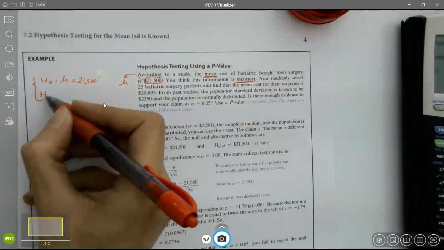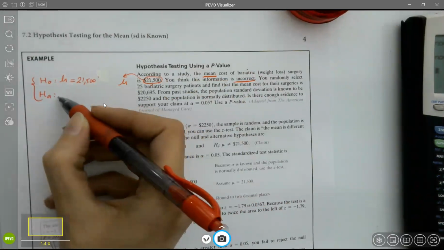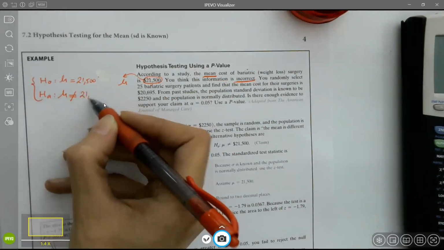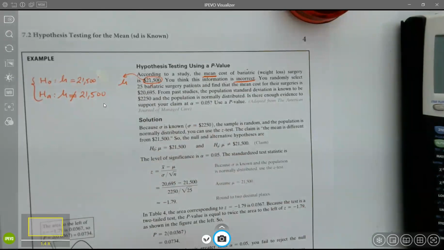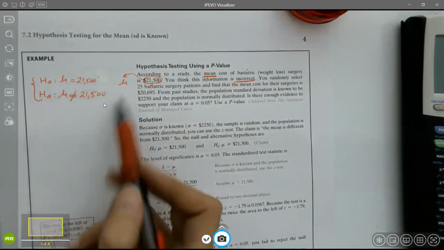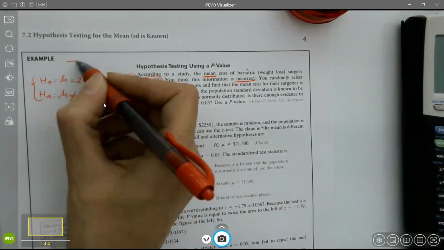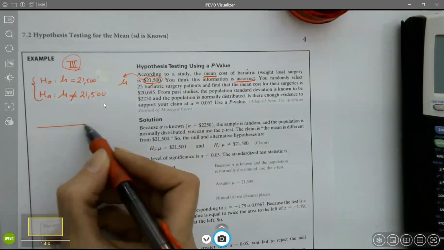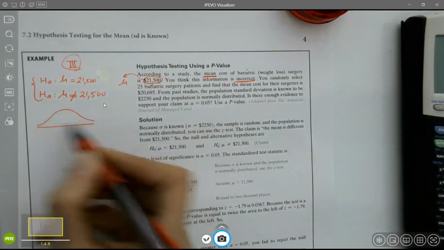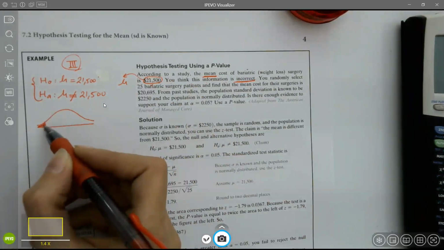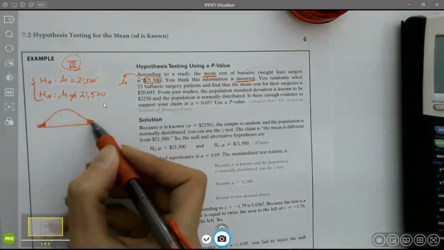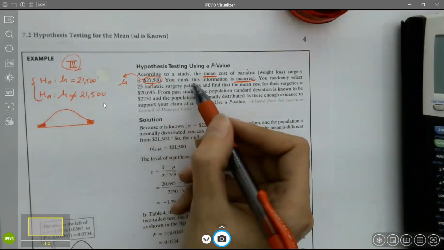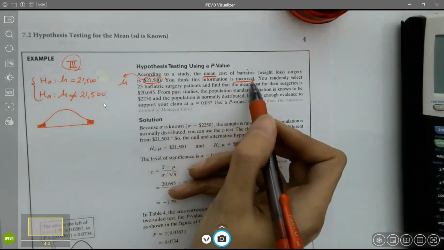So what is your alternative hypothesis? Mean is not equal. Excellent. Which category is this? Third category. Excellent. It means that if we graph it, it's a two-tailed graph. A little bit of area is on the left, a little bit of area is on the right. Okay, let us continue.